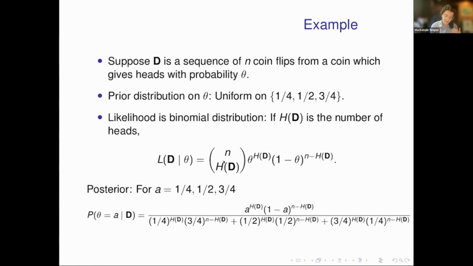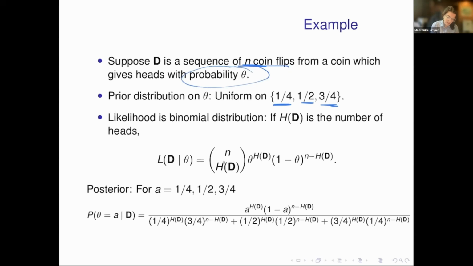A super simple example of how this might go: suppose your data is a sequence of n coin flips and you want to estimate the probability of getting heads. So maybe it's not a fair coin. You could assume some prior distribution. Maybe you know that it's either going to be 1/4, 1/2, or 3/4, but you don't know the distribution on these. So you could assume the prior is uniform. You could also use a continuous prior distribution, but just for a simple example, let's keep it discrete.